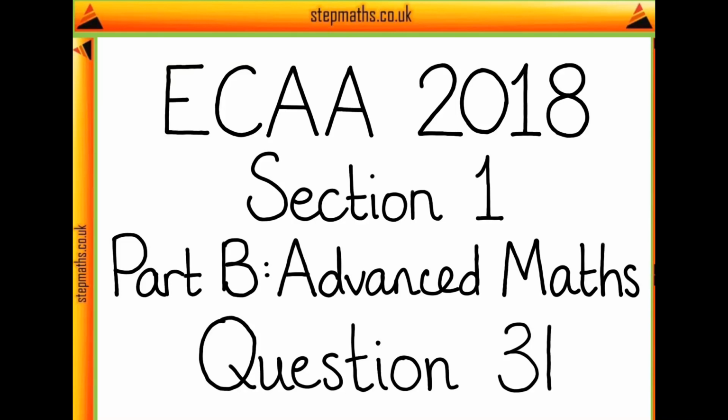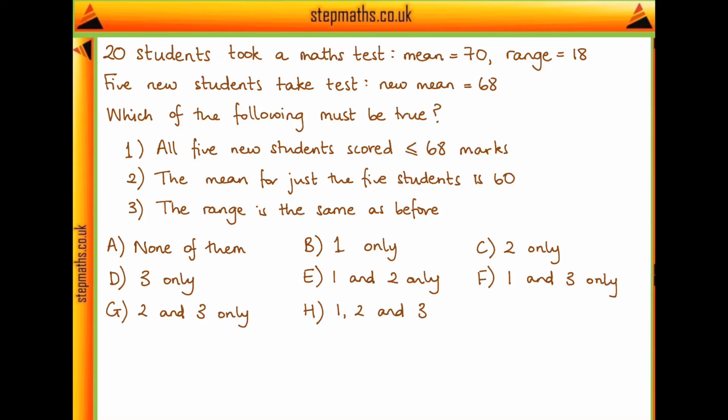Hi, in this video I'm going to go through question 31 on section 1 of ECAA 2018. So for this question, we have 20 students in a class and they take a maths test. And we're told that the mean mark is 70 and the range in these marks is 18.